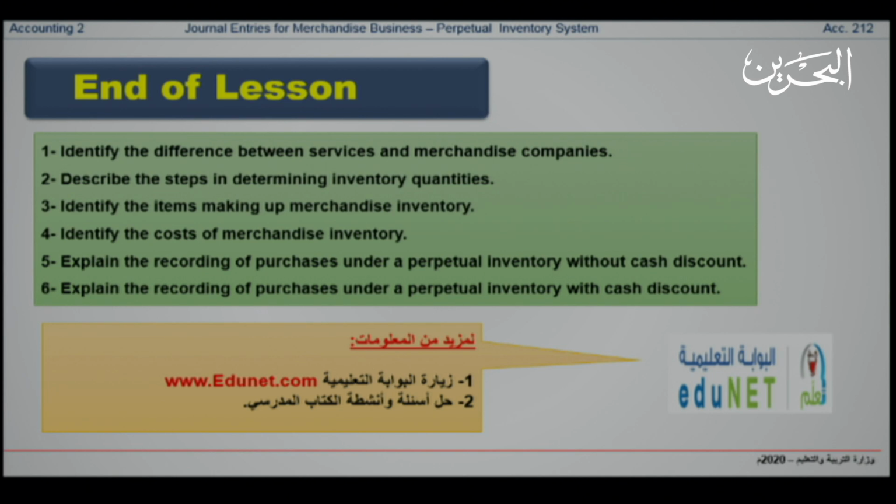By that, my dear student, we end our lesson. Now, you should be able to identify the difference between a service and a merchandise company, describe the steps in determining inventory quantity, identify the items making up merchandise inventory, identify the cost of merchandise inventory, explain the recording of purchases under a perpetual system with a cash discount, and finally explain the recording of purchases under a perpetual inventory system with a cash discount.